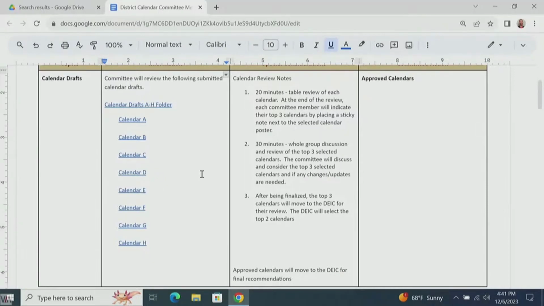So you're going to do pros and cons for each, considering those categories. What are the good things about where the intercessions are? What are the good things about where holidays are? We're going to take 20 minutes to do this.